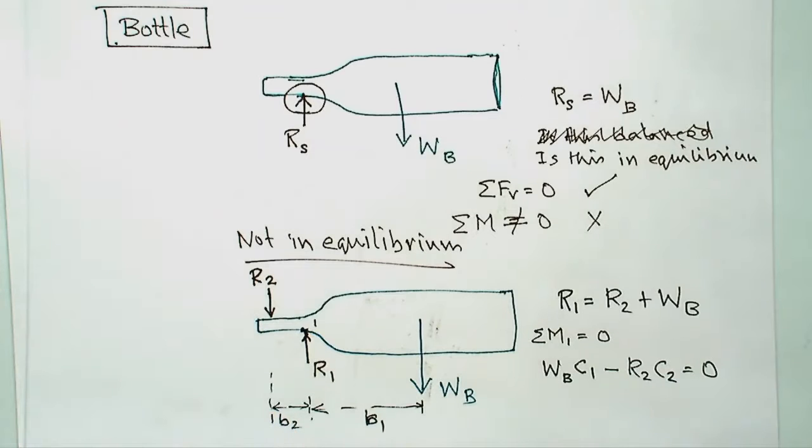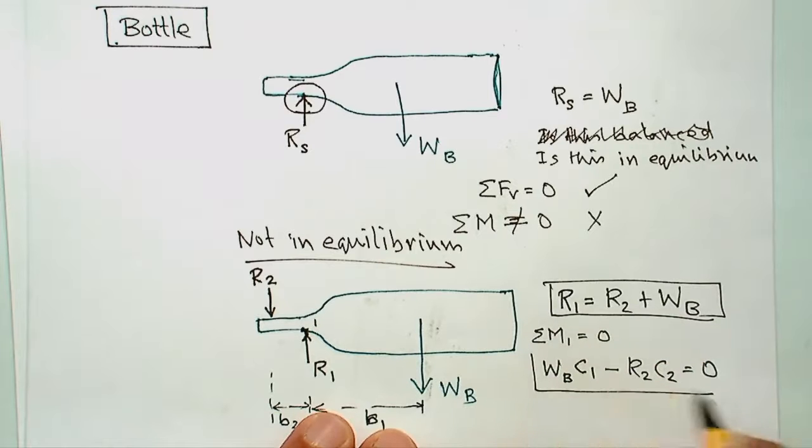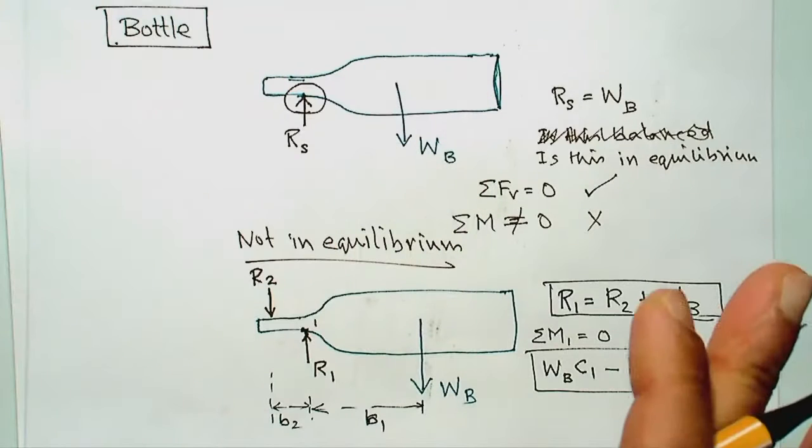So now, depending on the values of R1 and R2, of course, this is okay from the equilibrium. If these two equations are valid, then the bottle system and the bottle on its own is under equilibrium.